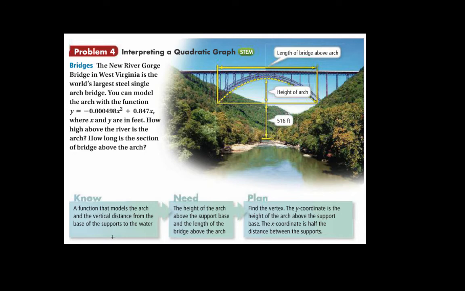What do we know? What do we need? And then a plan. So we know a function that models the arch and the vertical distance from the base of the supports to the water. We're given that in the problem. What we need is the height of the arch above the support base and the length of the bridge above the arch. That's what we're asked to find. So a plan would be to find the vertex. The y-coordinate is the height of the arch above the support base. The x-coordinate is half the distance between the supports.